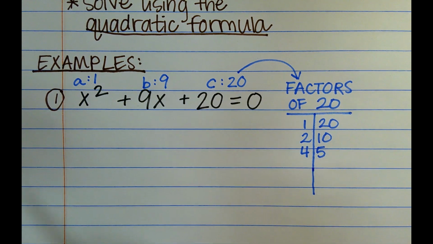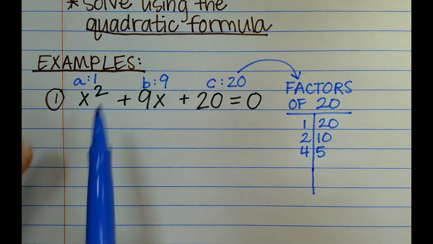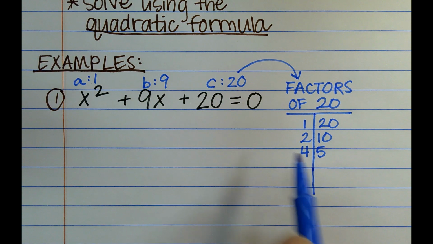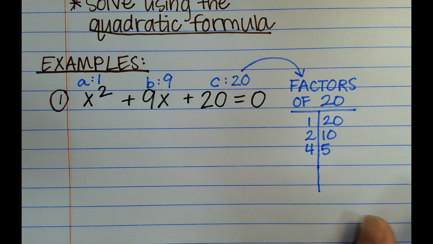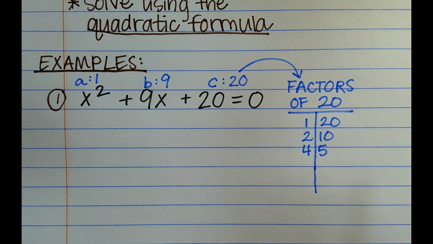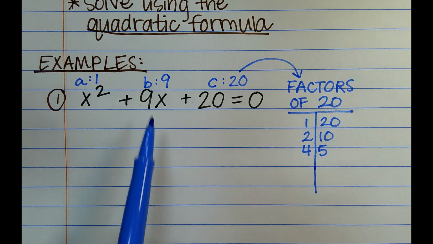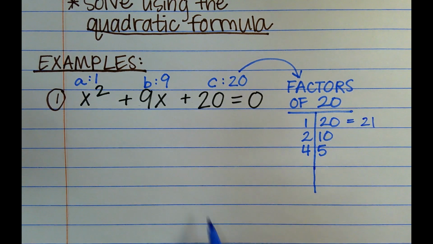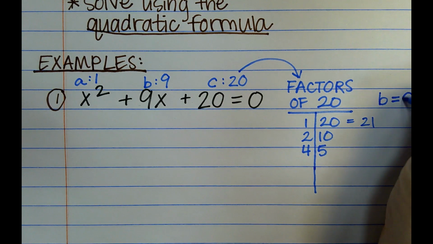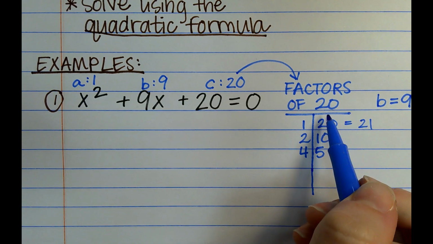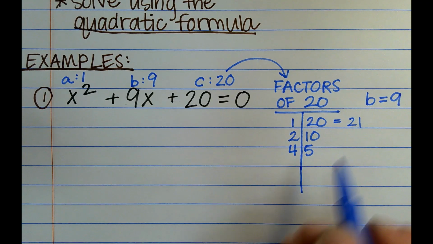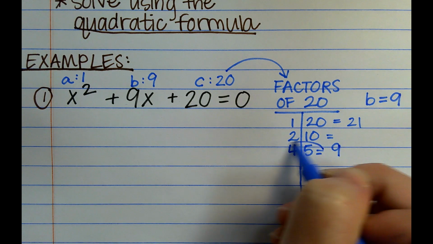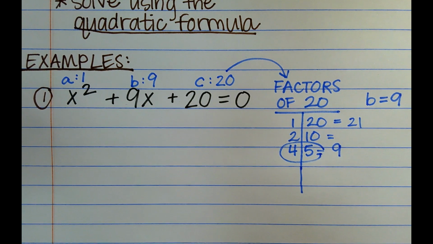However, since we're only dealing with positive numbers here, and because our A is 1, we're not going to have to do any guessing and checking. So let's just list these 3. Okay, how do I know which pair of numbers I'm going to use? They need to add up to 9, my middle term. So 1 plus 20 is 21. Here, I'll write my B over to the side. Just remember, we're trying to see what 2 numbers multiply to C and add to B. So, yes, 4 plus 5 is 9. So, what do my factors look like?